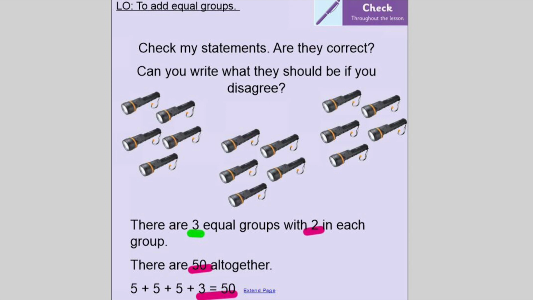Okay, I was right that there are 3 equal groups, but I was wrong about the number in each group. So let's count how many we have. Let's start with the first group. 1, 2, 3, 4, 5. Let's check the others. 1, 2, 3, 4, 5. And 1, 2, 3, 4, 5 torches in the last group as well. So there are 3 equal groups with 5 in each group. That means we need to count in our 5s to see how many we've got altogether. 5, 10, 15. So there are 15 altogether. 5 add 5 add 5 equals 15.